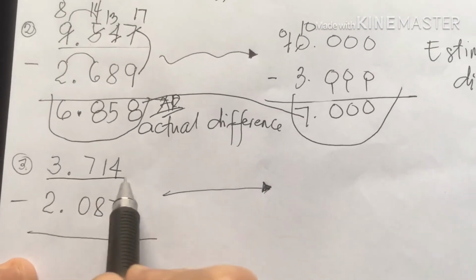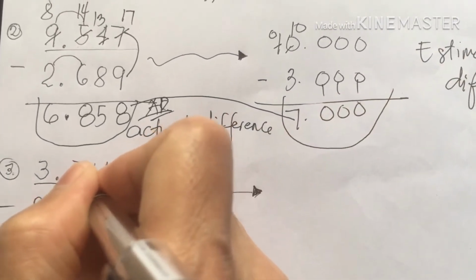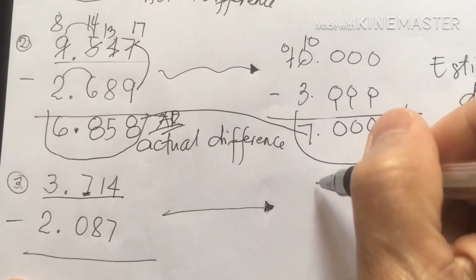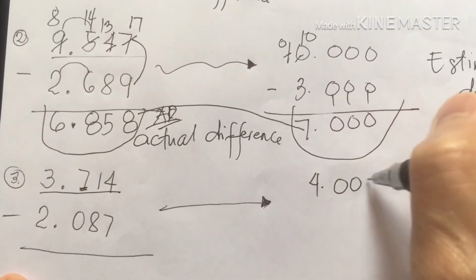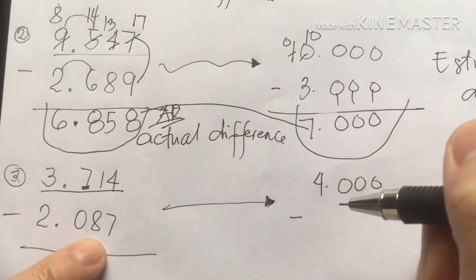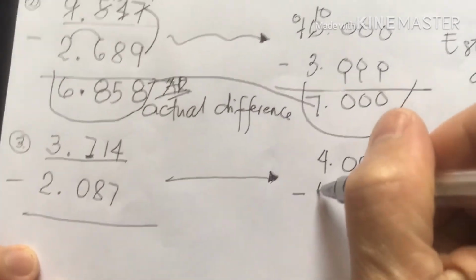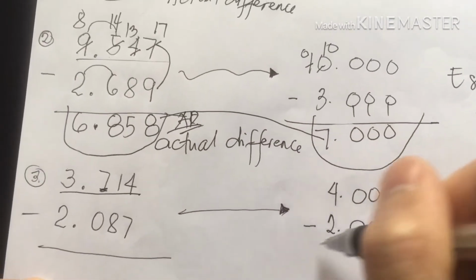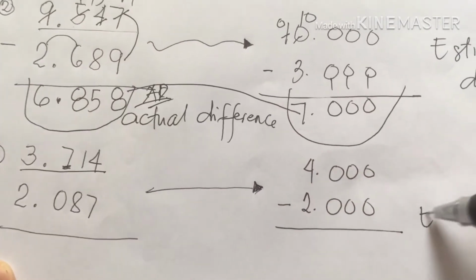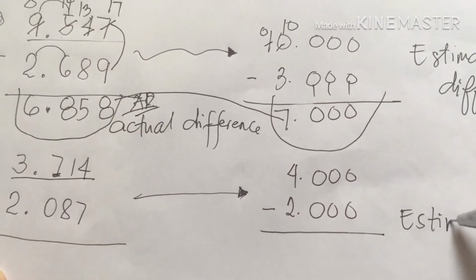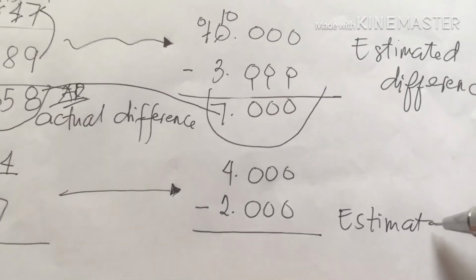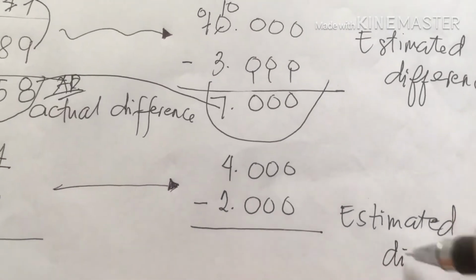Estimate first: 3.714. So 7, remember, class, is rounding up. 3 becomes 4.000, subtract 2.087. 0 is rounding down, so it's still 2. This will be our estimated difference.